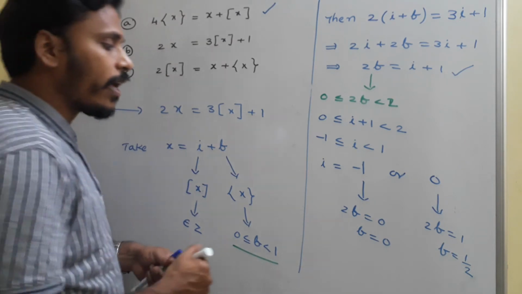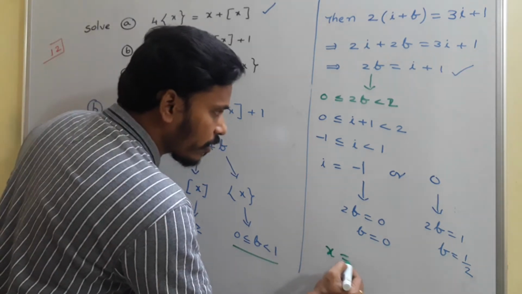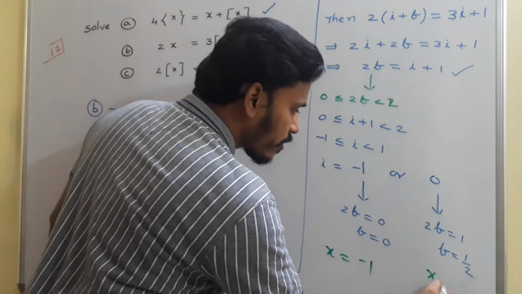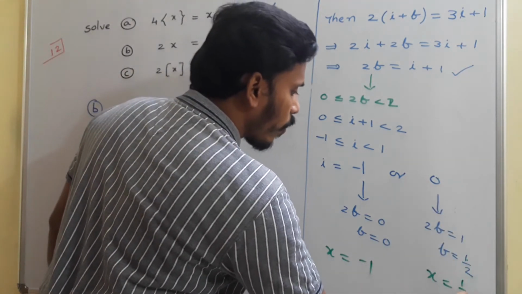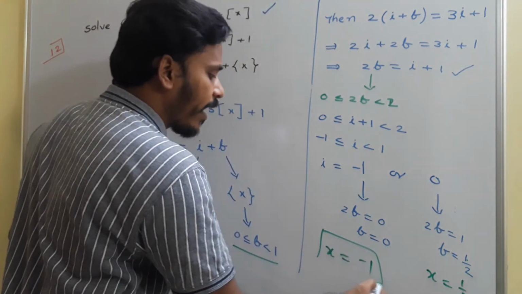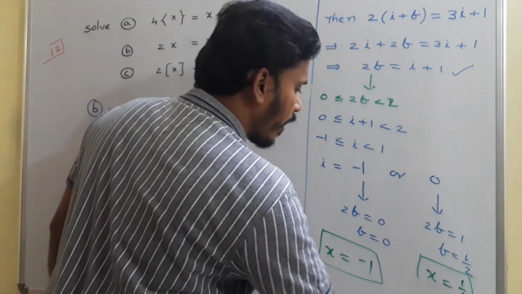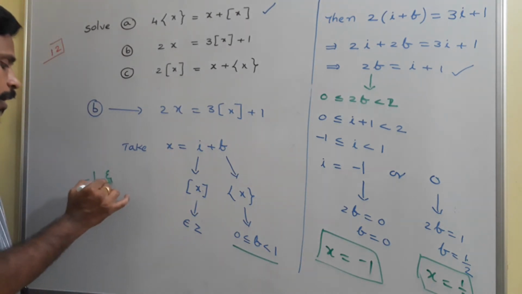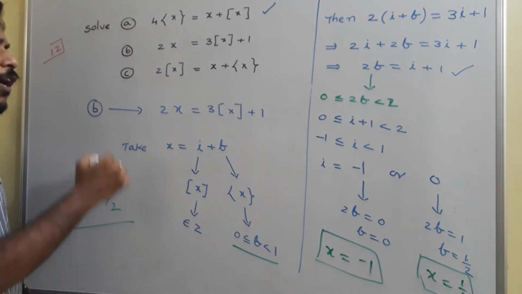So, what do you say about x? In this case, x is equal to i plus f, which is minus 1, is an answer. In this case, x is equal to i plus f, which is 1 by 2, is an answer. At the end, your answers for the given problem are minus 1 and 1 by 2. Okay. What are the answers? Minus 1 and 1 by 2. If you wish, try to check it.